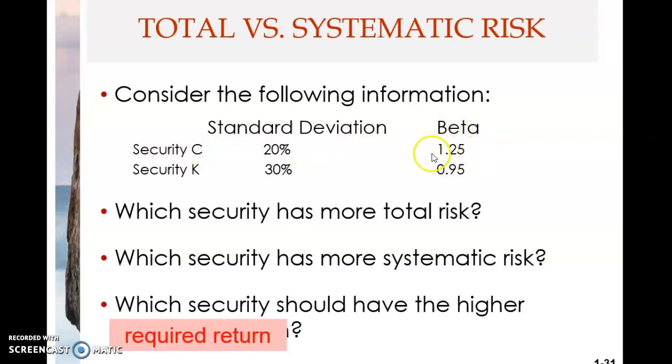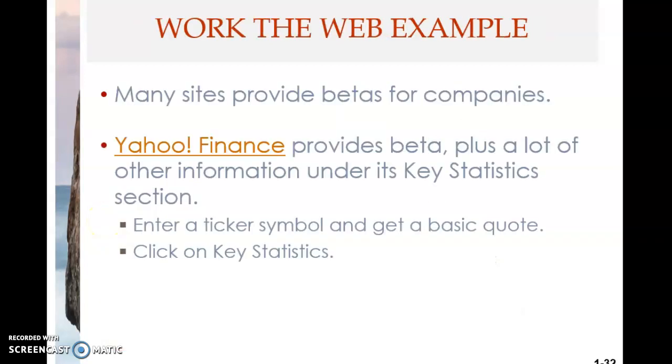Therefore, investors must be given more compensation for investing in security C than security K, because it has more risk that cannot be eliminated through diversification. So we should choose security C as the answer, not security K. Is that okay? And this is based on the systematic risk principle.